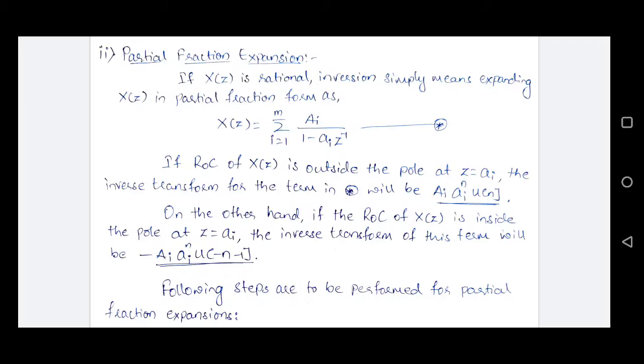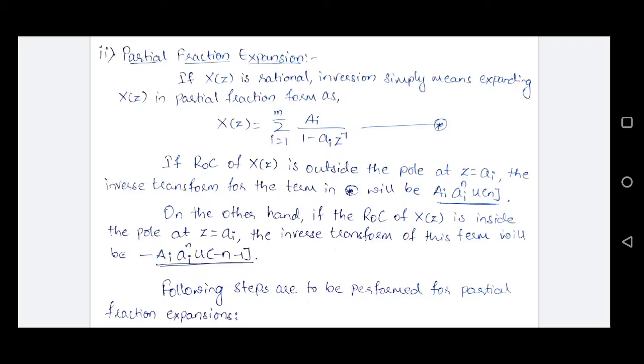If we are able to express any z transform in the following manner, then by looking at the region of convergence, we'll be able to write its equivalent discrete time expression. For example, if the region of convergence of the given z transform X(z) is outside the pole at z equals a_i, then the inverse z transform of this term has to be a right-sided sequence, defined as capital A_i, which is the residue that we'll have to find, multiplied by small a_i to the power n u[n].